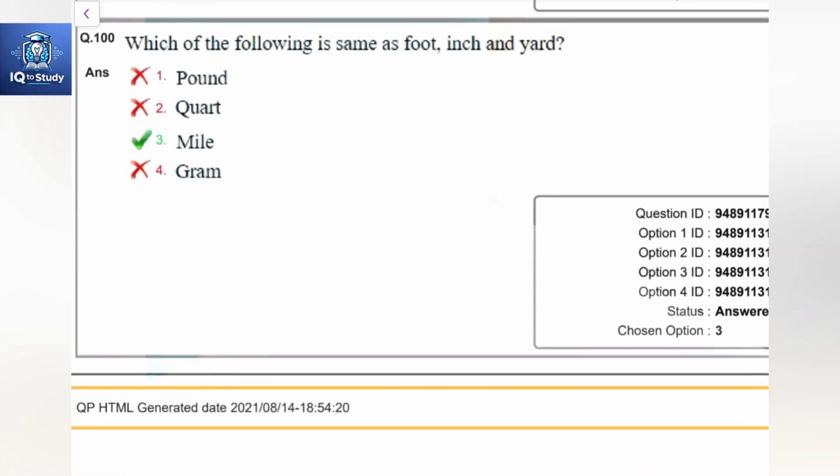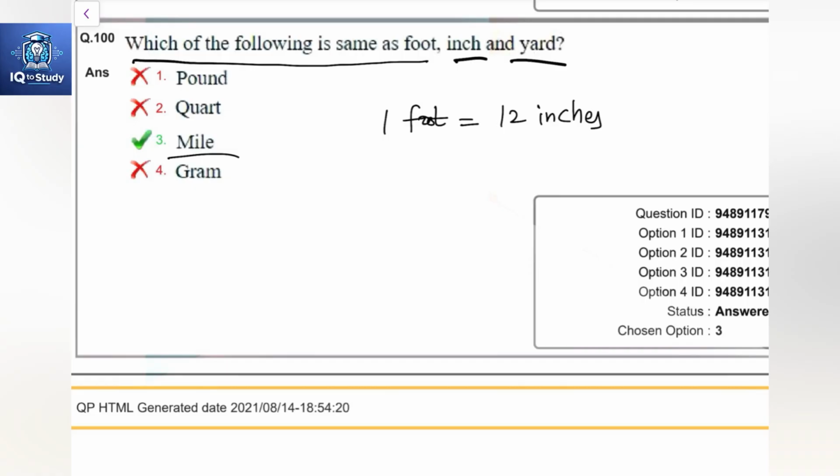Which of the following is same as foot, inch and yard? Mile. 1 foot is equal to 12 inches and 1 yard is equal to 36 inches and 1 mile is equal to 63,360 inches.